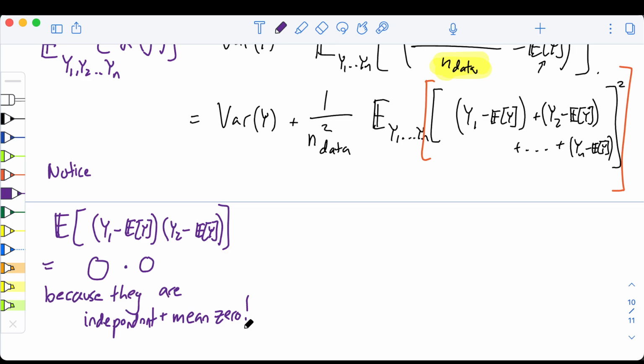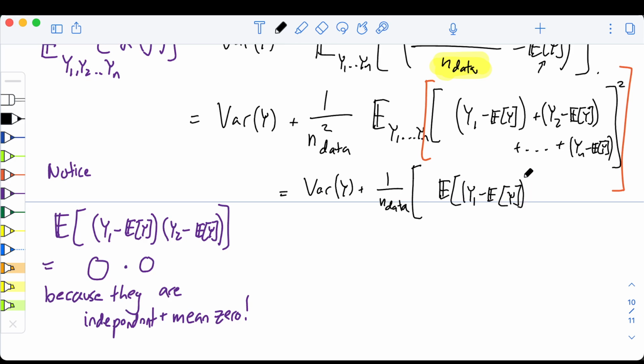And therefore, by Pythagoras, I can split up this big sum, it's a sum of n individual things squared, that becomes square them all up, then add them. So this is the variance of y plus 1 over n data. And now I have a sum of n things, the expected value of y1 minus its expected value squared plus y2 minus its expected value squared plus dot dot dot, all the way up to n of them. And I forgot the square. Let's put it back. Okay, so this is by Pythagoras.